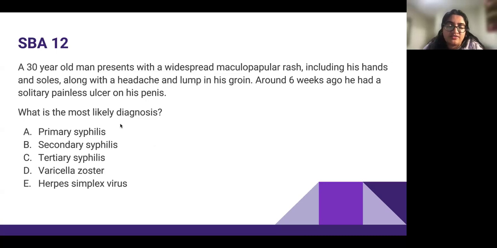So as you can guess from some of the options, what this man has is syphilis. And the question's also asking you to differentiate between the 3 stages of syphilis. The answer to this is secondary syphilis. And what really gives it away is the widespread maculopapular rash, as well as the fact that 6 weeks ago he had a solitary painless ulcer on his penis.